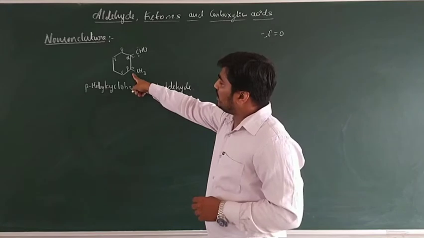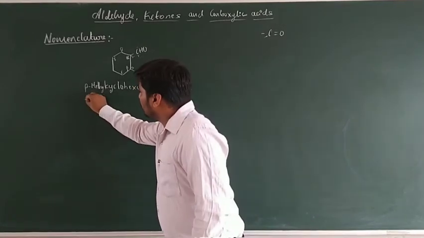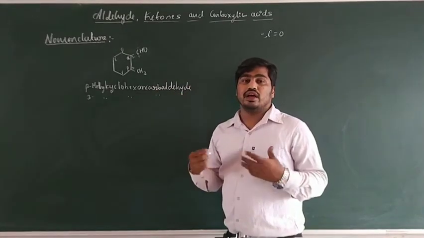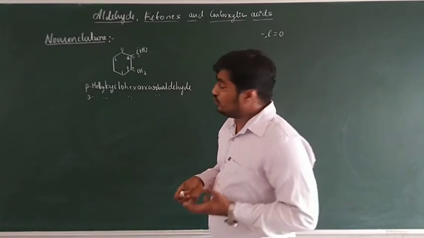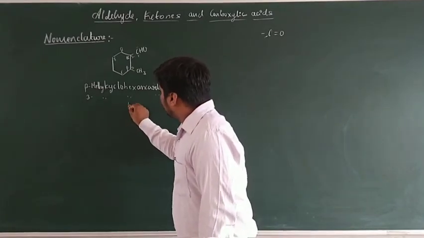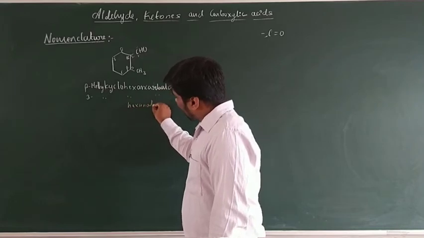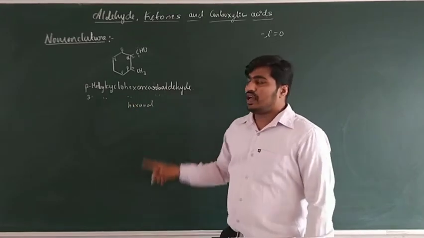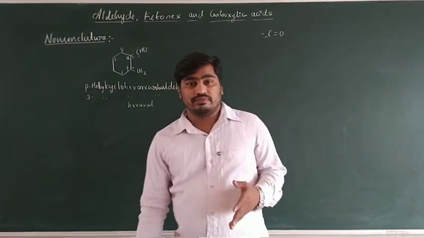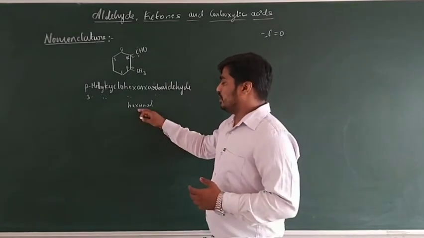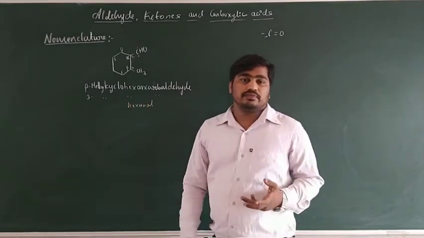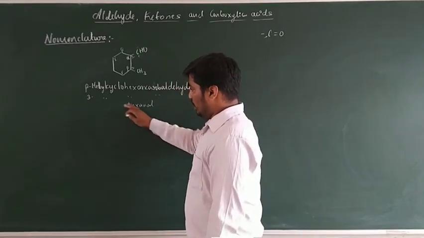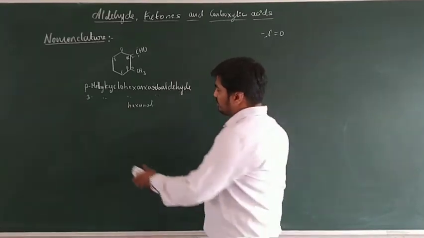The third carbon contains the methyl group, therefore 3-methyl cyclohexane carbaldehyde, or cyclohexanal, which is also used in the IUPAC system. 3-methyl cyclohexanal or 3-methyl cyclohexane carbaldehyde, both names are accepted in the IUPAC system, but carbaldehyde is the best way of naming these aldehydes. Okay, next.